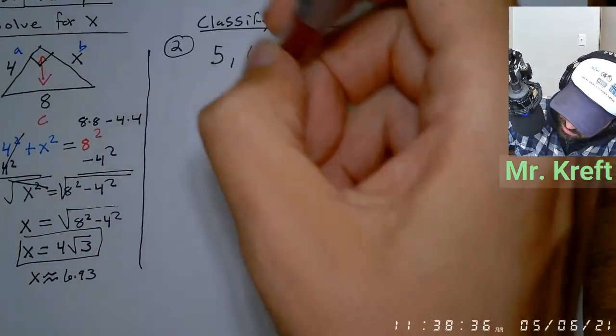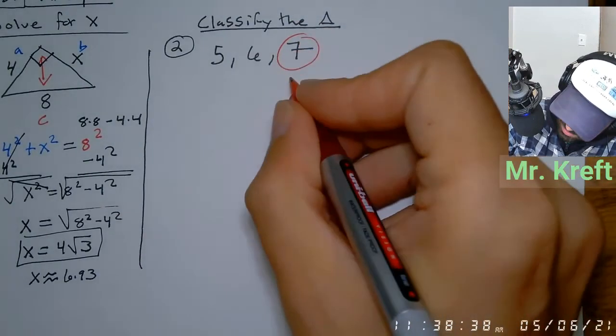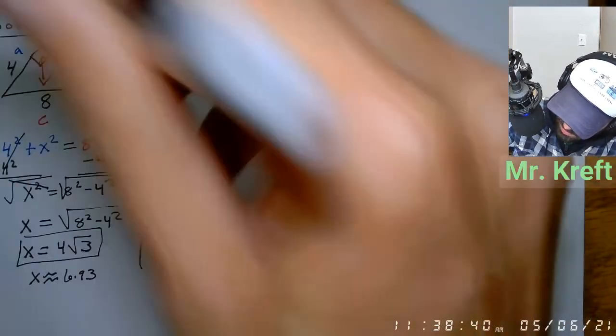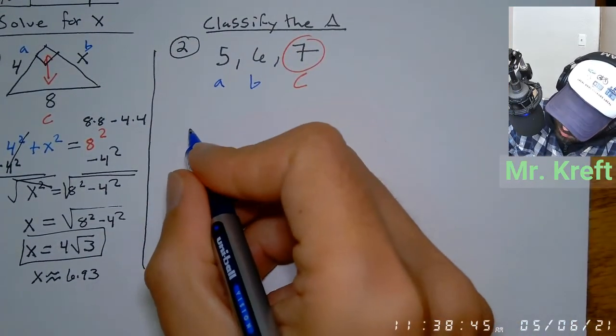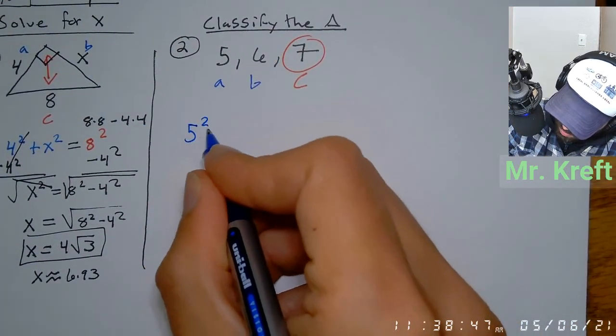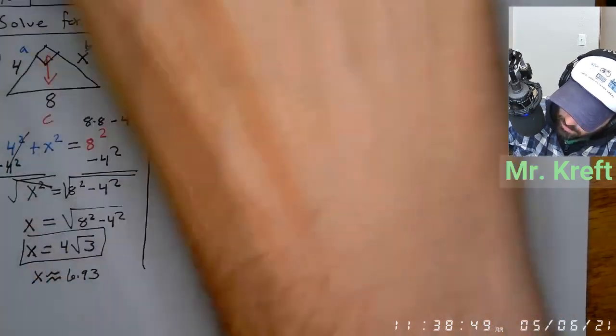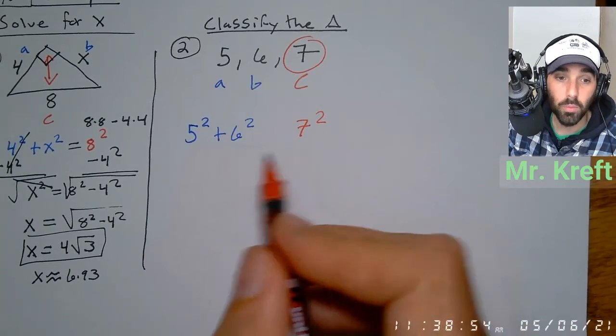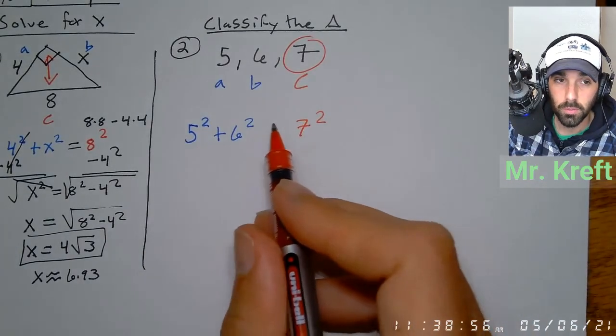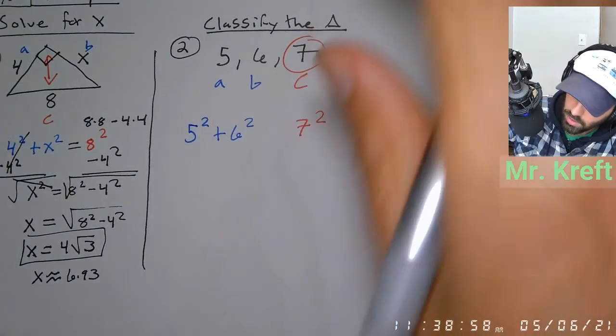So for this next one, we want to identify our longest side. Our longest side here is going to be 7, which means that these are going to be my A and my B. We're not going to do an equal here. We're going to compare, right? So I'm going to have 5 squared plus 6 squared, and then I have 7 squared. What we're doing here is trying to figure out what kind of triangle it is, so we're not going to make a judgment until the end.